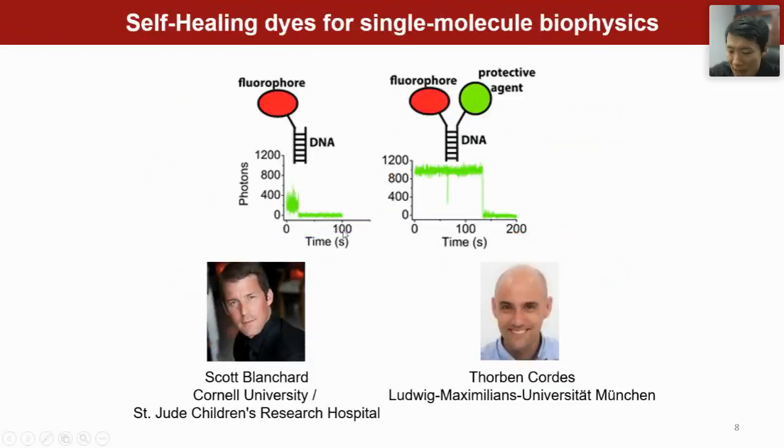So I want to acknowledge some prior art. For example, Professor Scott Blanchard and Thorben Cordes spent a lot of time working with these triplet state quenchers. The Blanchard group proposed a strategy. They said, okay, if you link a triplet state quencher covalently or non-covalently to a fluorophore and make sure they are very close, then the triplet state quencher can directly heal the fluorophore when the fluorophore jumps into the excited triplet state.